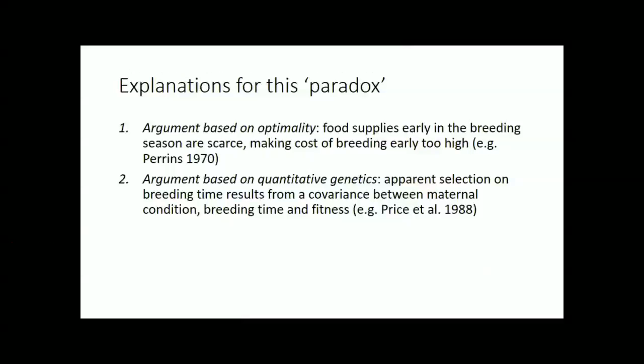The other is an argument based on quantitative genetic principles, outlined particularly by Price et al. in 1988. The idea here is that actually the selection on breeding time might be illusory. It simply might result from a covariance between, say, maternal condition, breeding time, and other fitness components.